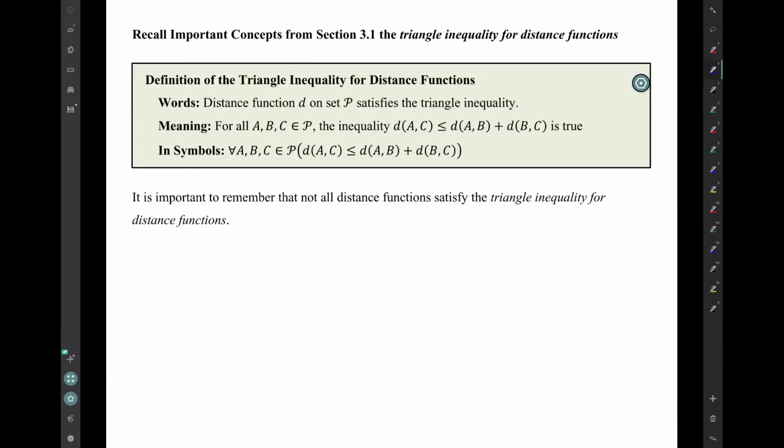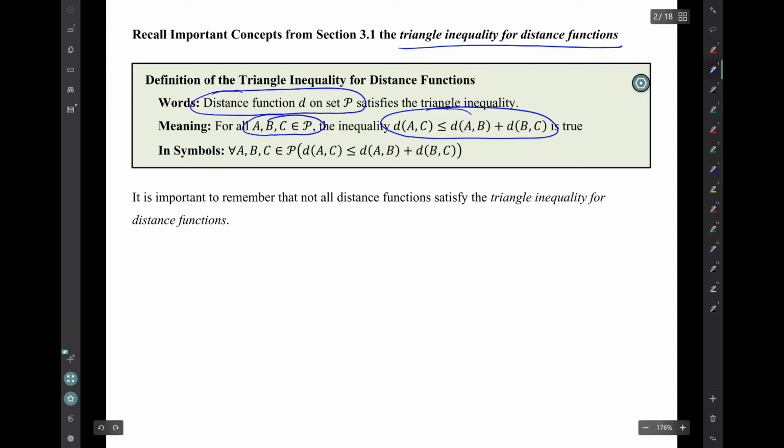Recall some important concepts from section 3.1. One was the triangle inequality for distance functions. It's this inequality. The distance from A to C is less than or equal to the distance from A to B plus the distance from B to C. Now, if that inequality is true for all points A, B, C, then we say that that distance function on that set of points satisfies the triangle inequality.